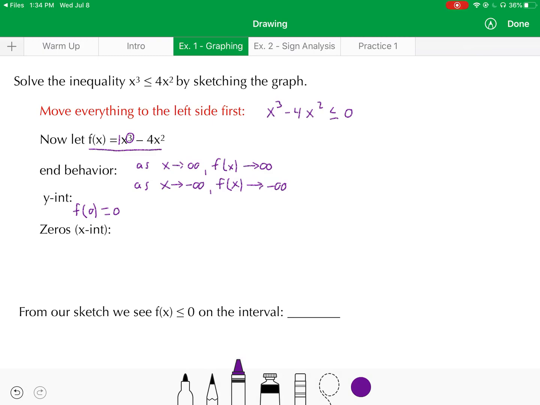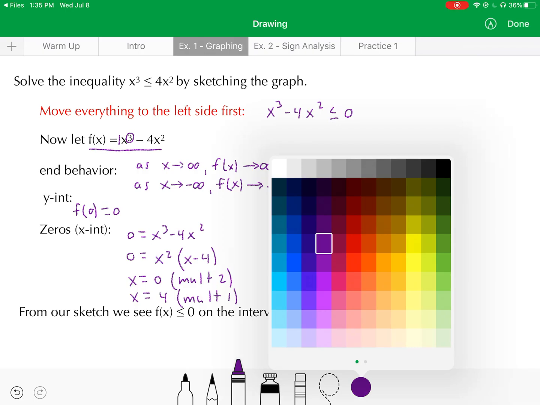And then for your x-intercepts, you're going to need to set the function equal to 0 and solve that. Luckily, this one's not too bad. I can factor here. Factor out an x squared. I'll end up with x equals 0, where the multiplicity is 2, and x equals 4, where the multiplicity is 1.